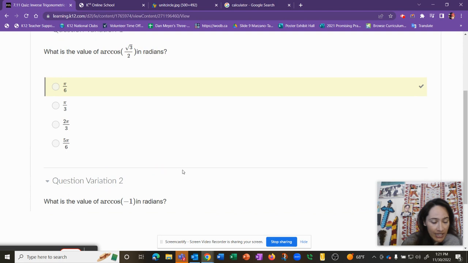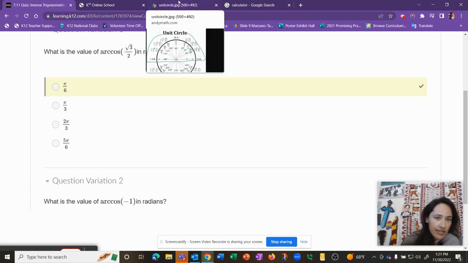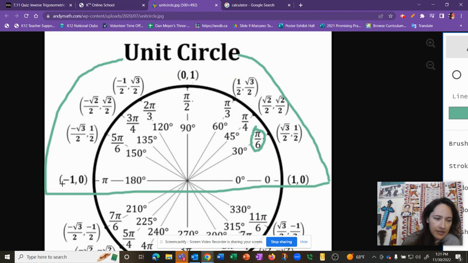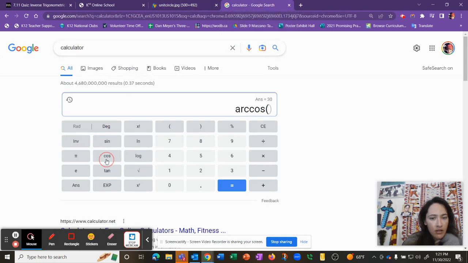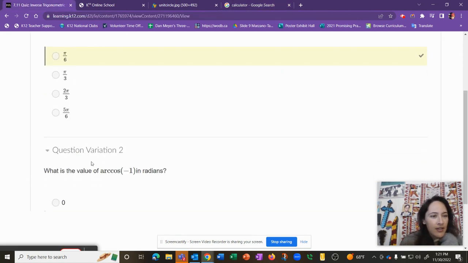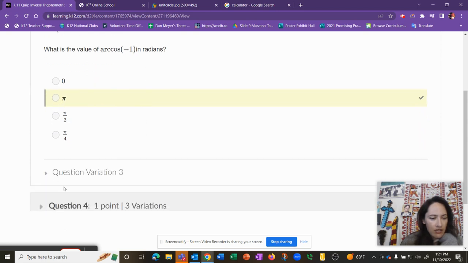Arc cosine negative 1 in radians. Let's just look at the unit circle for a second. Do you see how it's over here, all the way over here? So in radians, it's going to be pi. And if we use a calculator, we're going to get 180 degrees. Let's go use the calculator just so we can practice that again. Inverse, arc cosine negative 1. Boom, 180 degrees is pi, because 2 pi is the whole circle around, and a whole circle around is 2 times 180, which is 360. Okay, cool, pi in radians, right?